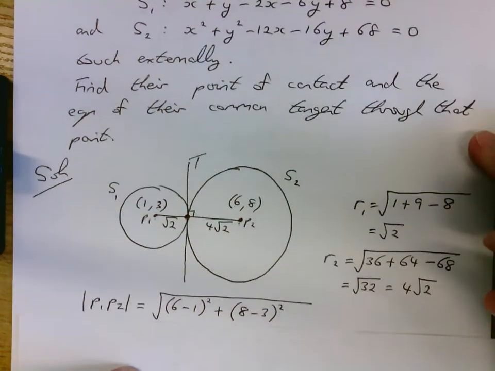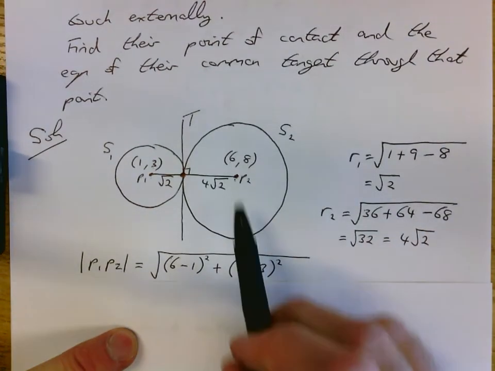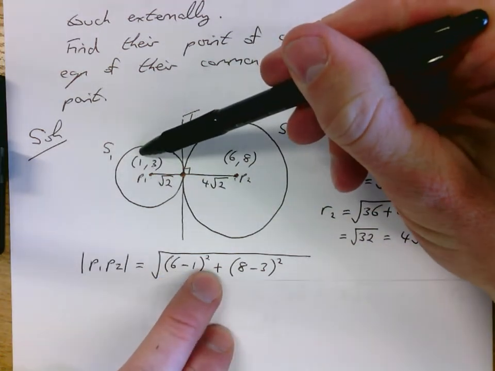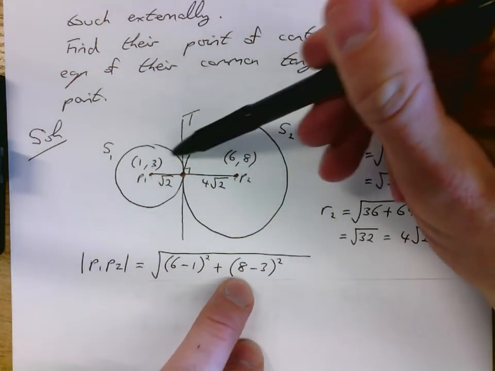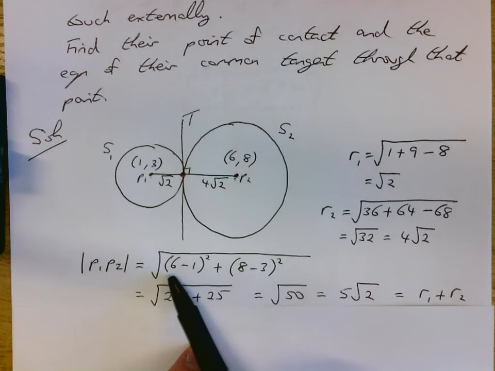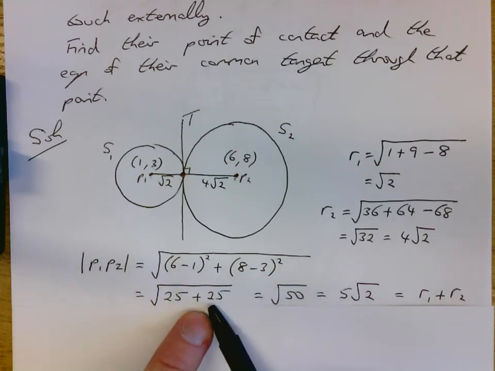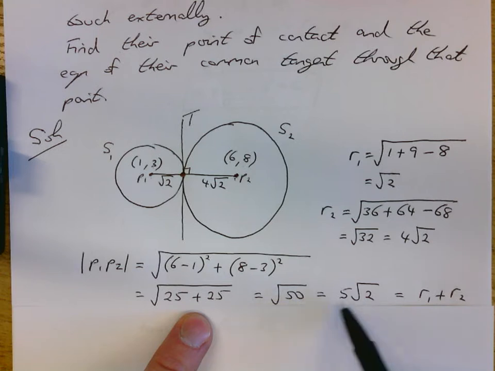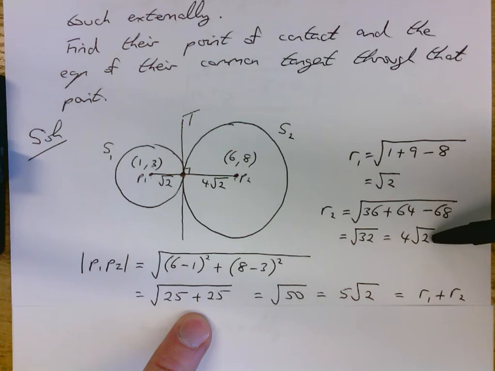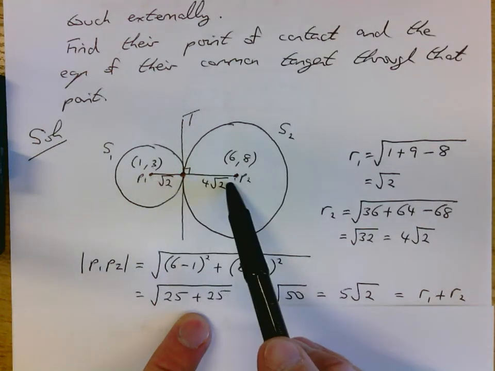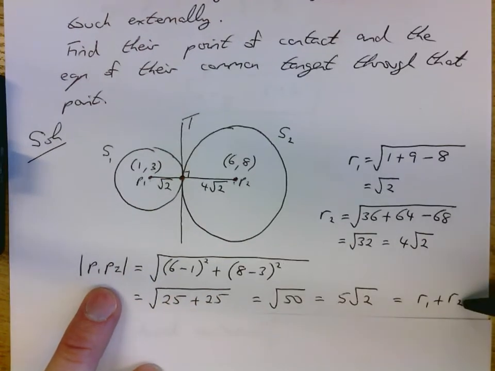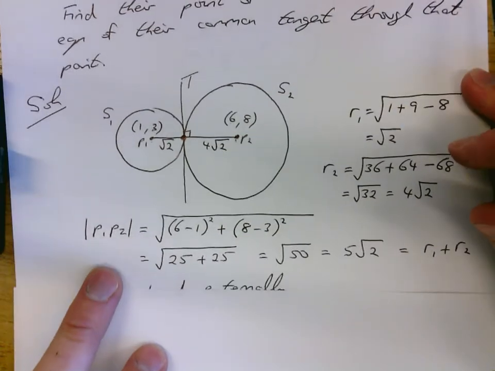So the distance formula, let me leave this up here. The distance formula, x2, 6, minus x1, 1, squared, plus y2, 8, minus y1, 3, squared. So that's the square root of 5 squared is 25, so the 5 squared is 25, so root 50, which is 5 root 2. And look, r1 is root 2, r2 is 4 root 2, root 2 plus 4 root 2 is 5 root 2. So this distance between the centres is radius 1 plus radius 2. So, therefore they touch externally.